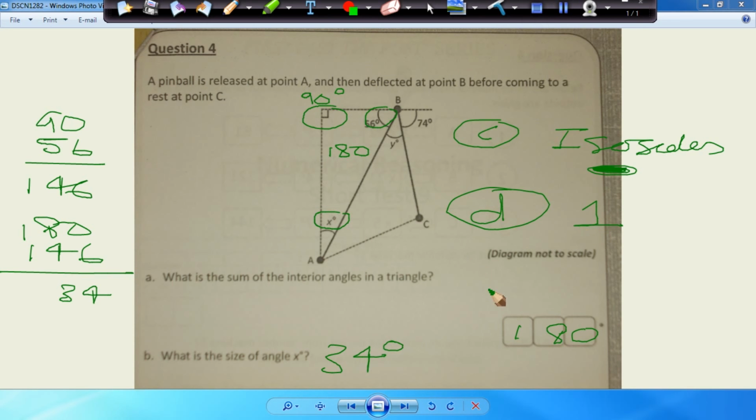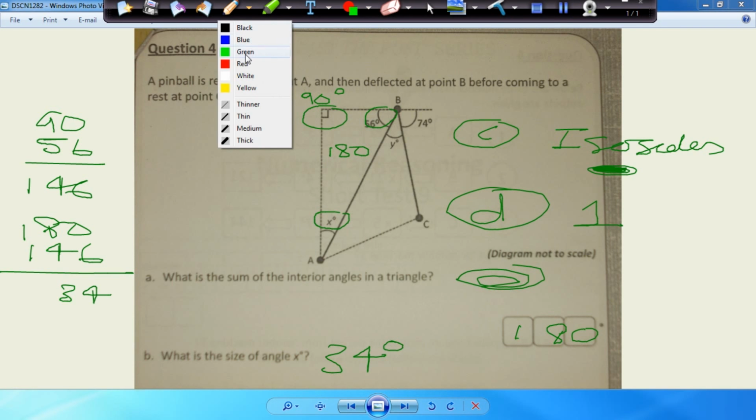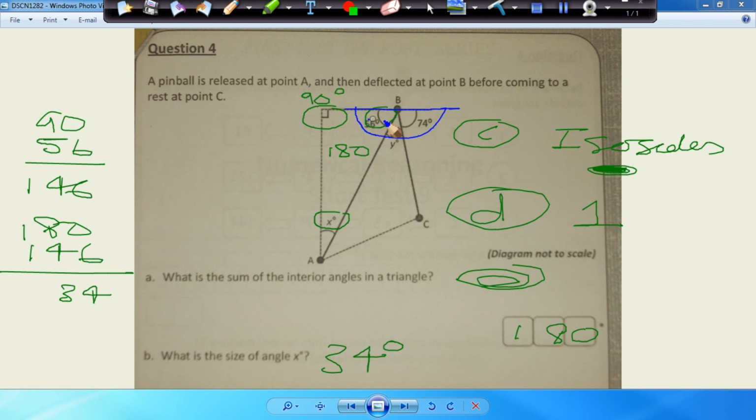Question E. What is the size of angle Y? Now, what also do we know? We know that the angles at a point on a straight line, so here's the straight line, these are all the angles there. So this angle plus the missing angle must add up to 180. So 56 and 74, if you minus that from 180, that will give us a Y angle of 50 degrees. So question E is 50 degrees.